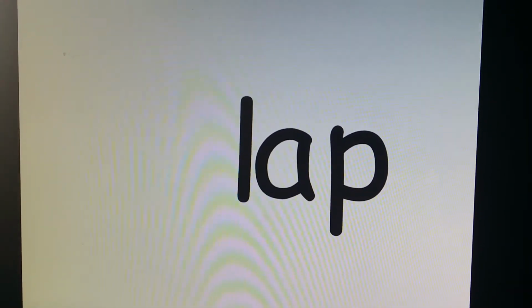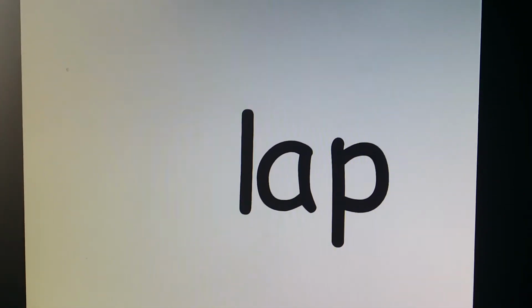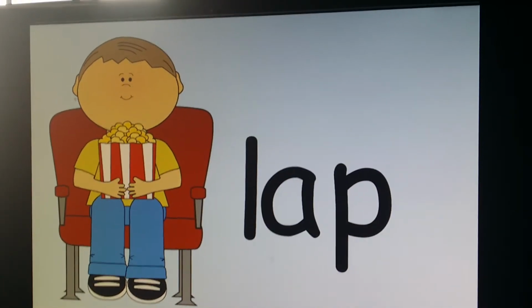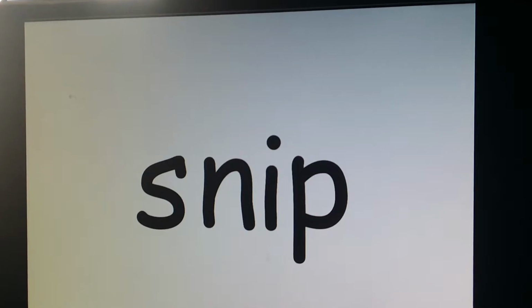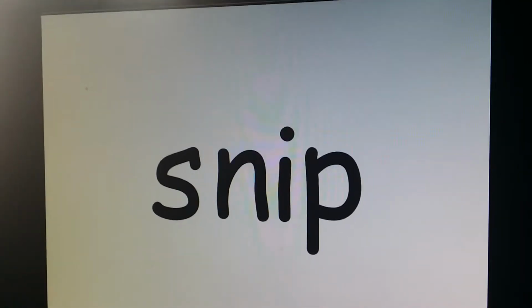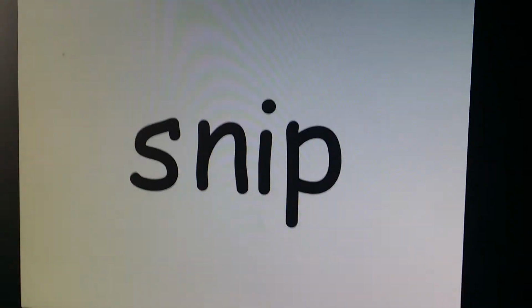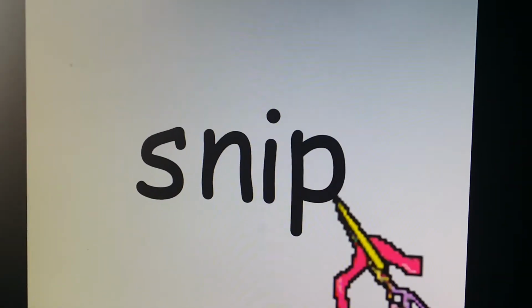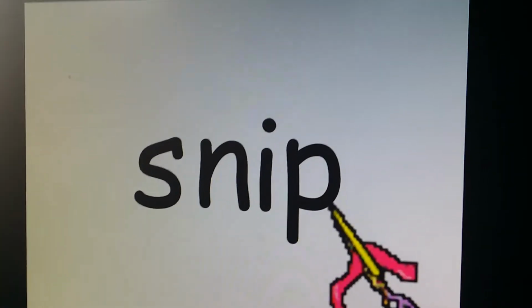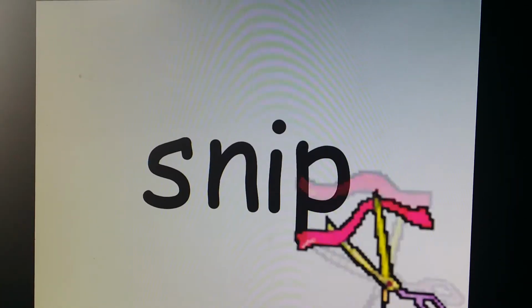New sound at the beginning, lap. He's got some popcorn in his lap. Snip, snip. And that means you're just going to cut. Don't cut a long, long piece. You just snip. Just to snip a little piece.